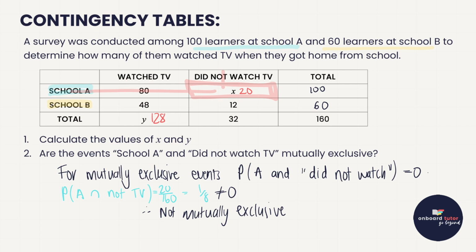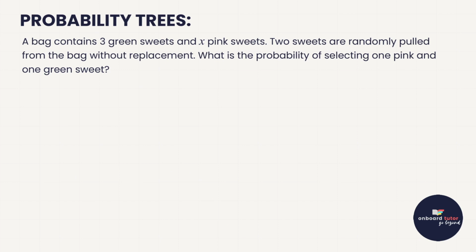It really is a straightforward way of looking at probability. And as long as you understand that each column has a total, each row has a total, and then remember to use the overall total when working out probabilities. Now let's look at probability trees.